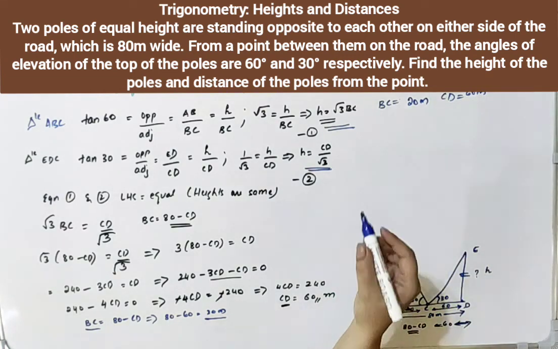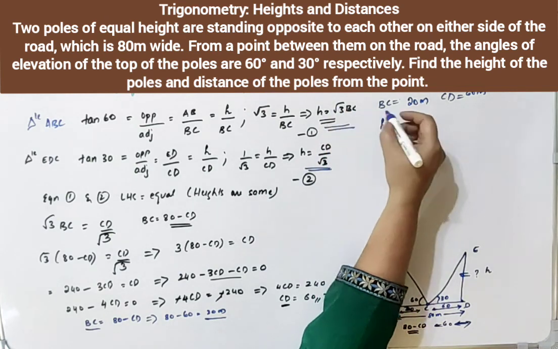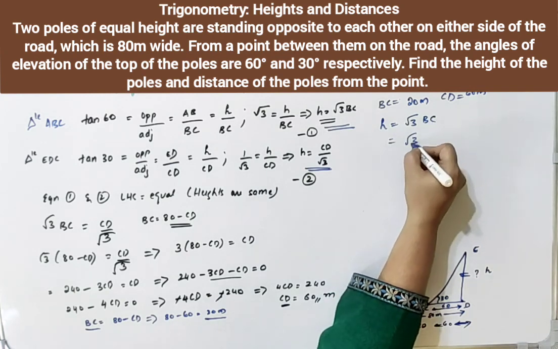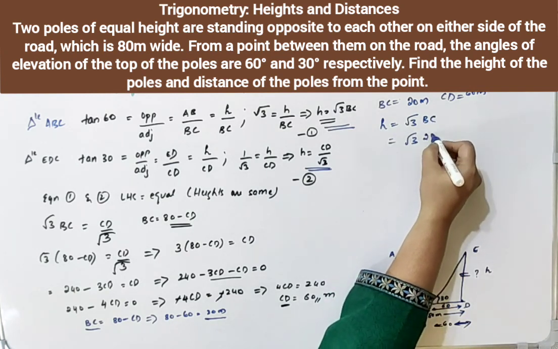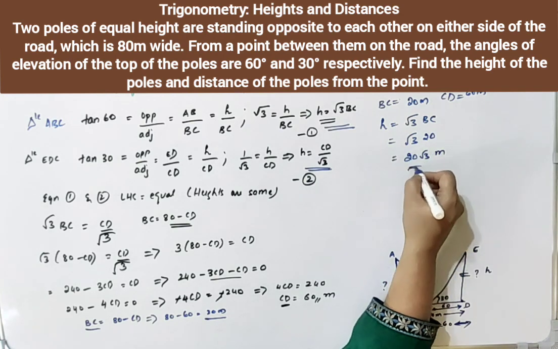So what is the height? We need to find the height. We'll take any one of the equations. Let's take the first equation. We'll take root 3 BC. Root 3 into BC, which is 20 meters. That is 20 root 3 meters is the height.